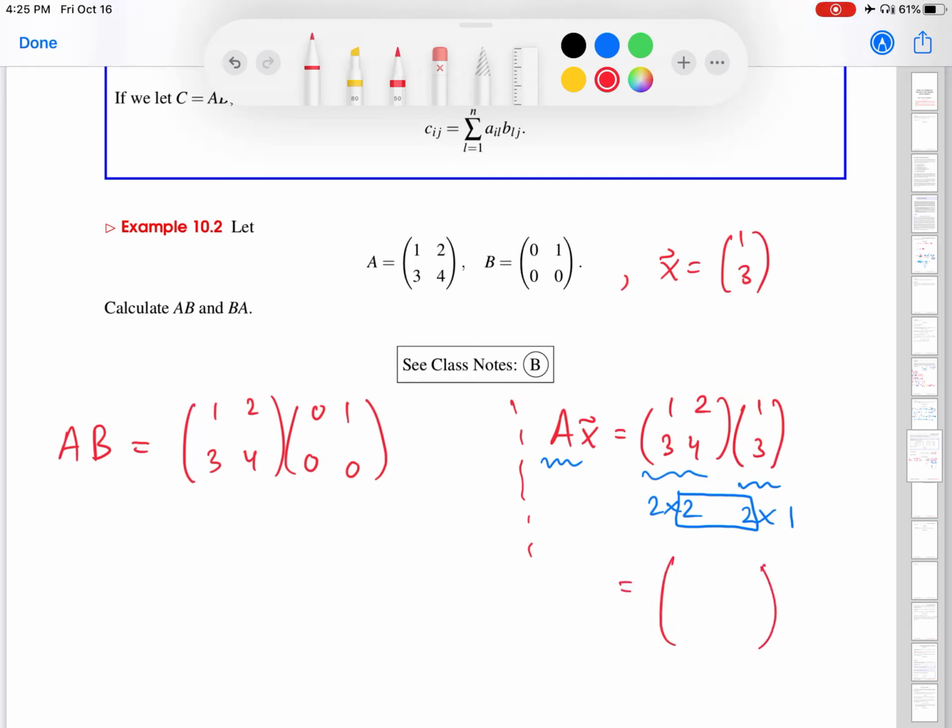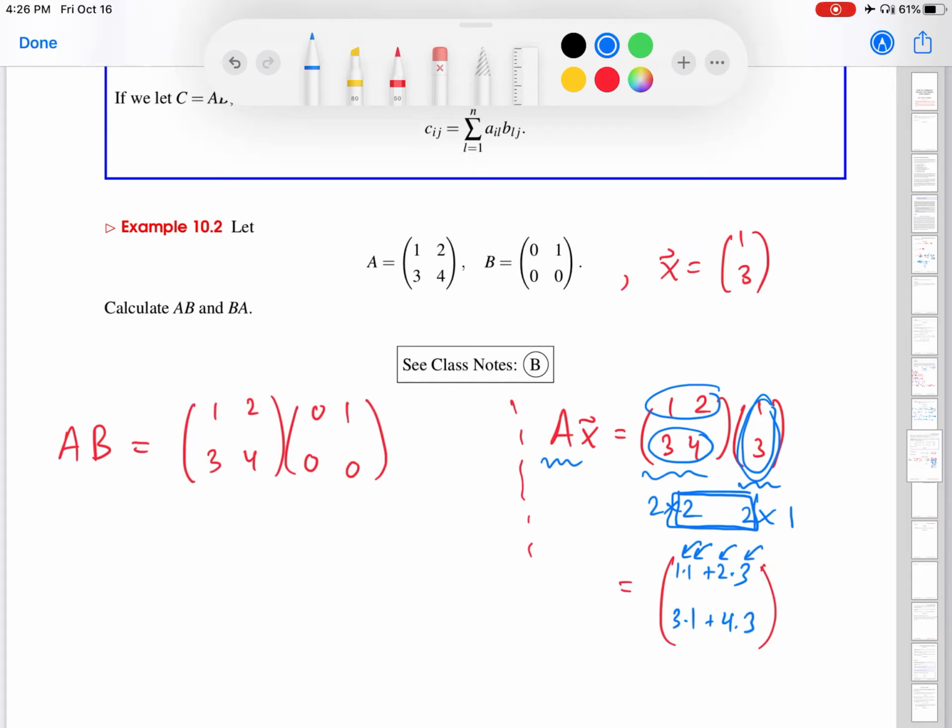We multiply the first row of the matrix times the column. So we would do 1 times 1 plus 2 times 3. And then we multiply the second row of the matrix times the column: 3 times 1 plus 4 times 3. So that's why these numbers have to match. Every element of the matrix A has to have a pair to match with in the vector X.